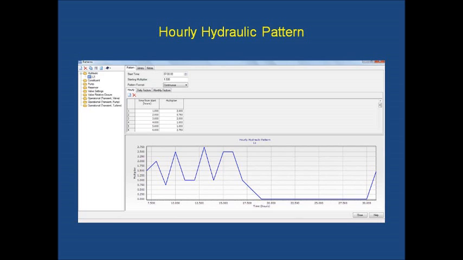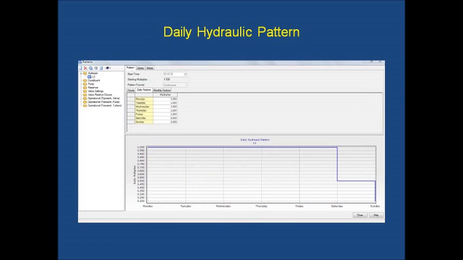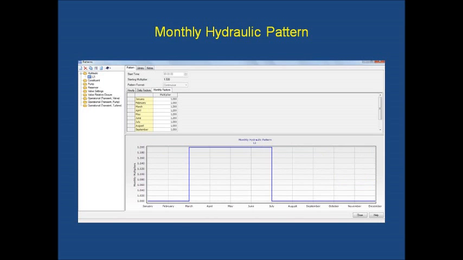The hourly hydraulic pattern of our water distribution system using the college campus. This is the daily hydraulic pattern of our water distribution system, and on the weekend we have less water consumption. This is a monthly hydraulic pattern, and we have less consumption during the winter and more in summer.